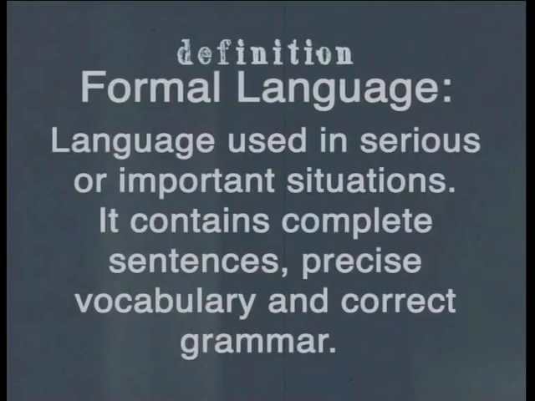Formal language is used in serious or important situations, such as business writing or newspaper articles, and when people of different status talk to one another or when someone talks to a large audience. It contains complete sentences, precise vocabulary, and correct grammatical structures. But now let's get back to looking at the style of the two pieces of writing.